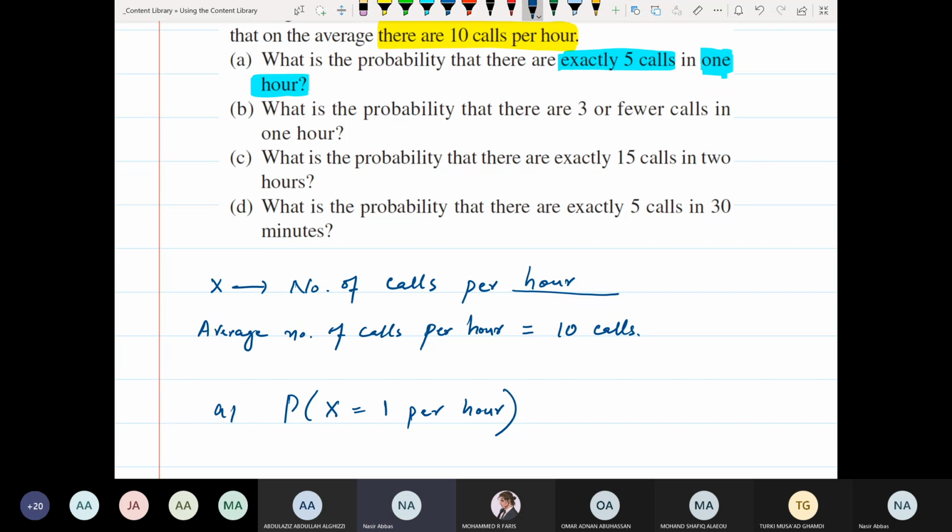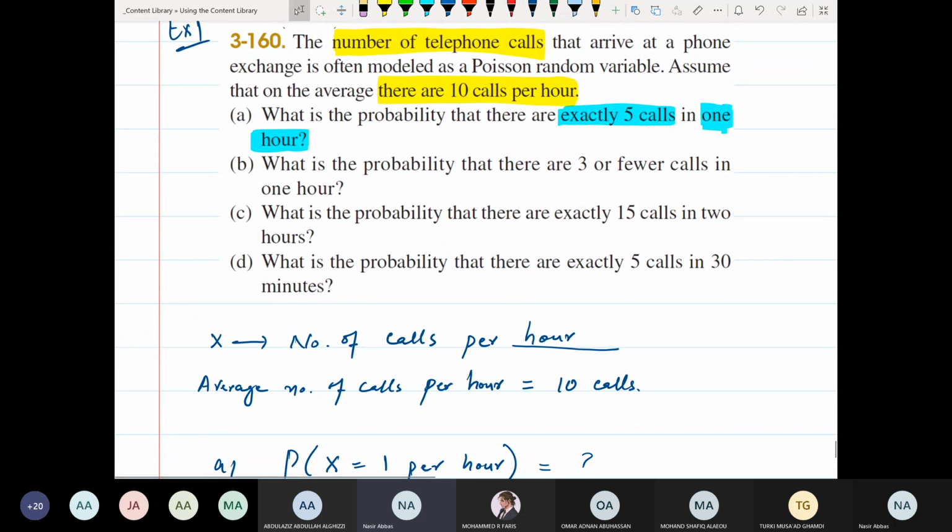I'm focusing a lot on the units because this is the major trick that you will see in the questions. Now you need the probability of X equals 5 per hour. You need the distribution of X, and it's given that X follows a Poisson distribution, and the only parameter of the Poisson distribution is given in the question. It is 10 calls per hour. Lambda is 10 per hour.